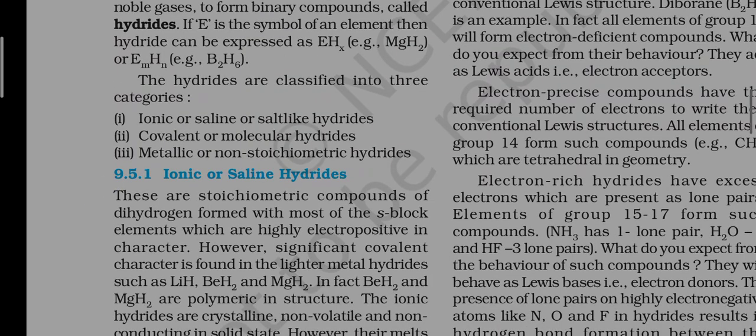The hydrides are classified into three categories. First is ionic or saline or salt-like hydrides. Second is covalent or molecular hydrides. Third is metallic or non-stoichiometric hydrides.